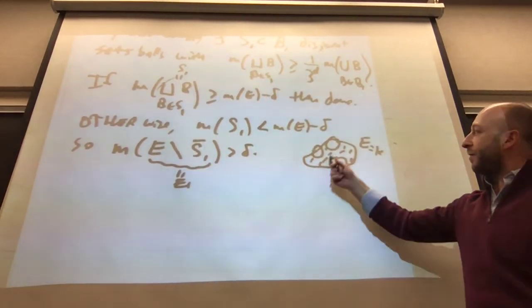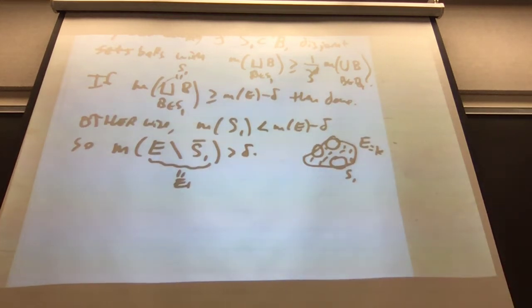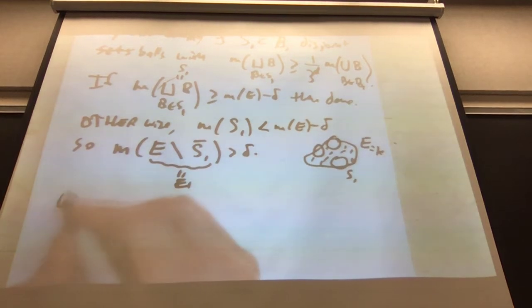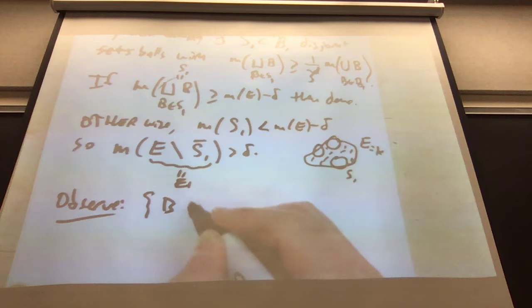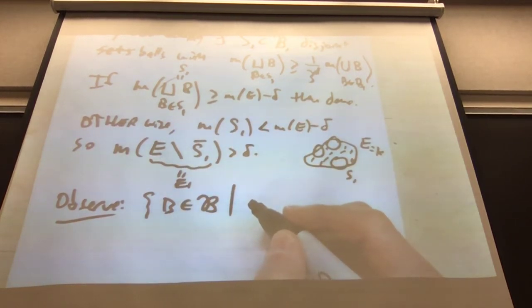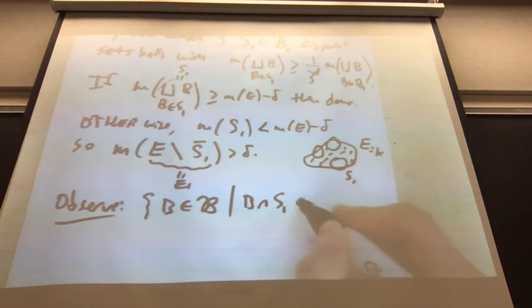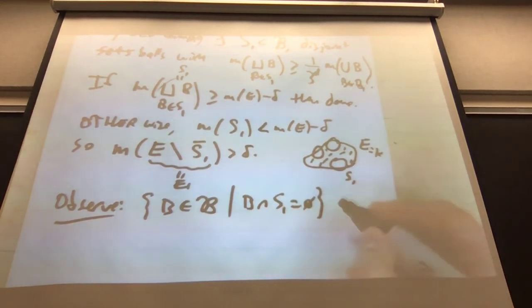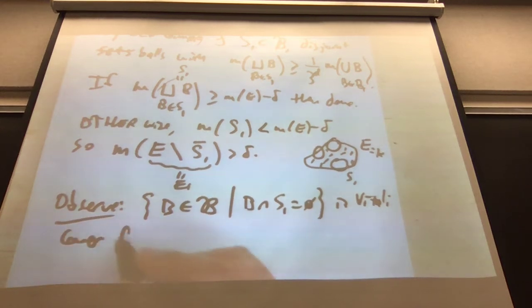Okay? So now we're going to cover this by, again, some finite number of balls, but I want to use balls that are disjoint from all the balls in S1. So the only thing to observe is that the set of balls in B which are disjoint from all the balls in S1 is also a Vitali cover for E1.